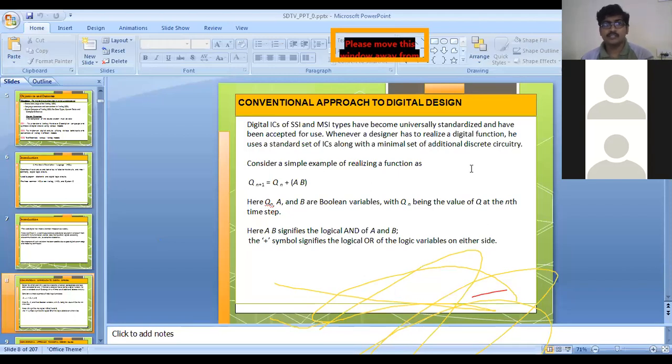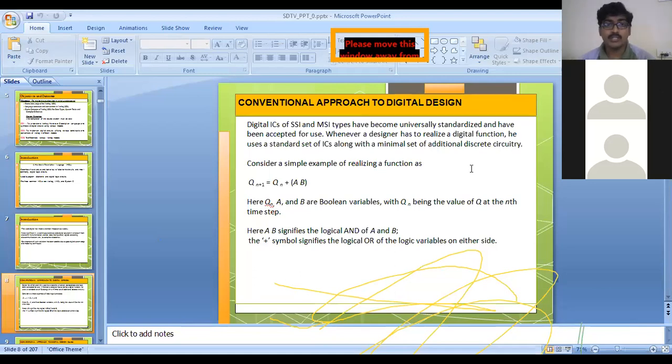You see, digital ICs of SSI and MSI, that means small scale integration and medium scale integration, have become universally standardized and have been accepted for use. For example, I am taking a simple function such as Qn+1 = Qn + A·B. Qn+1 is equal to Qn plus A into B.